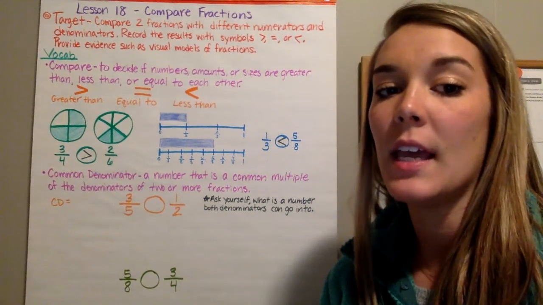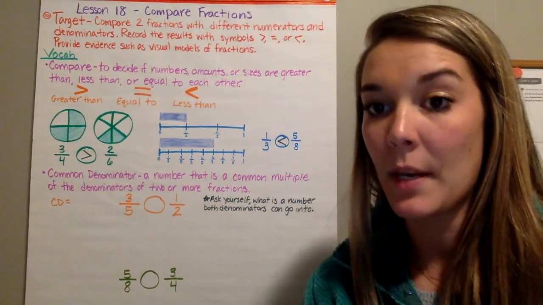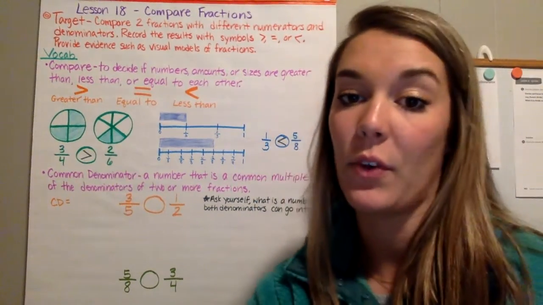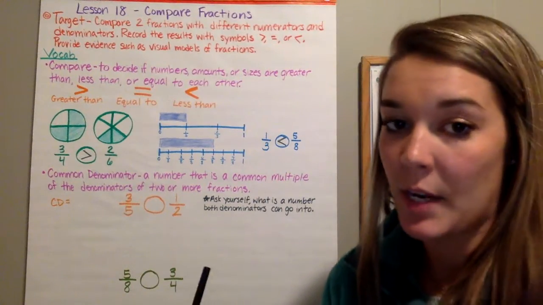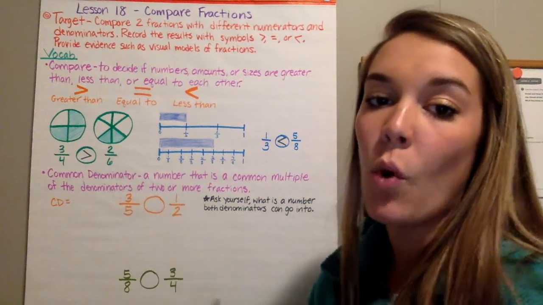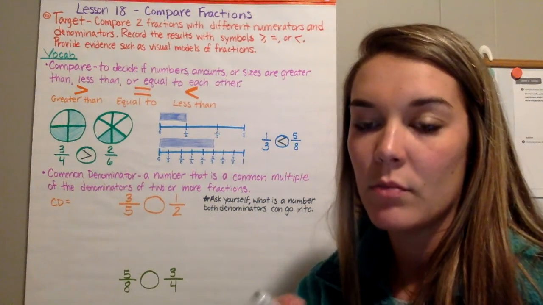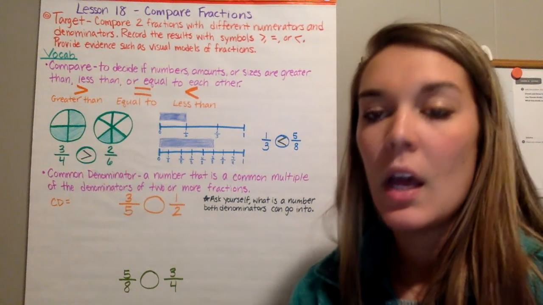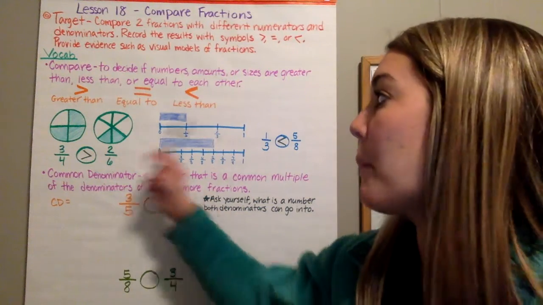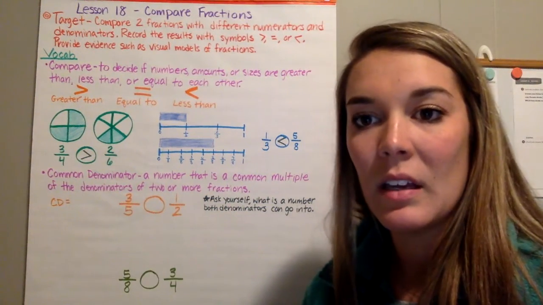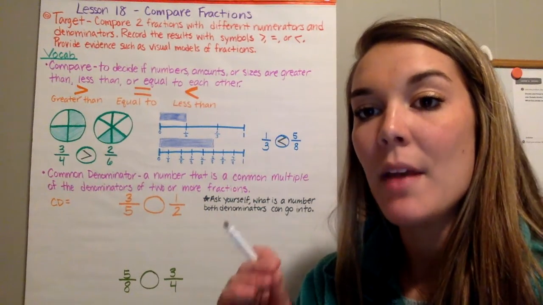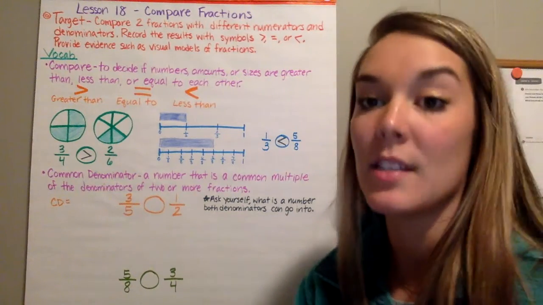Then we're also going to take a big look at common denominators, okay? Common denominators are something you're going to be using for a really long time, lots and lots in 5th grade. So the definition of a common denominator is a number that is a common multiple of the denominators of 2 or more fractions. So I'm going to explain to you what that means. Sometimes you cannot compare fractions if we're not provided a model like this and we can see. We can only compare fractions that have the same denominator or a common denominator.